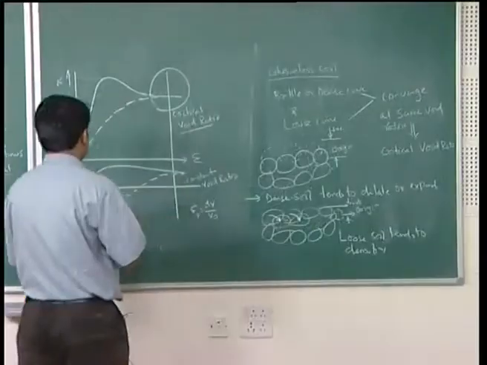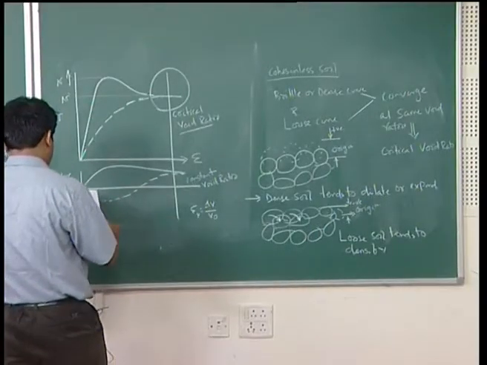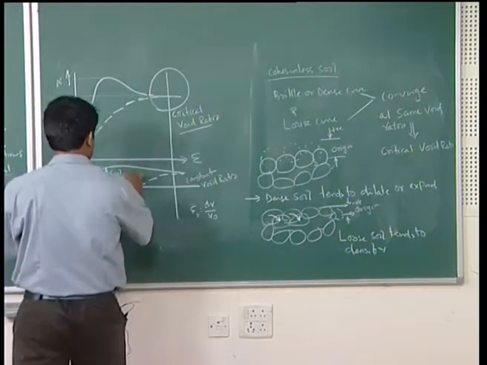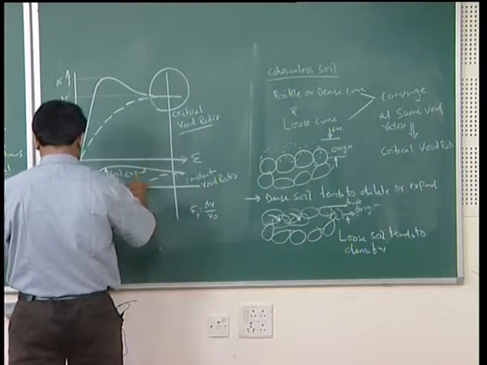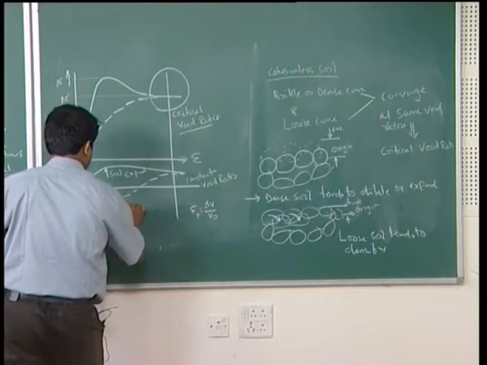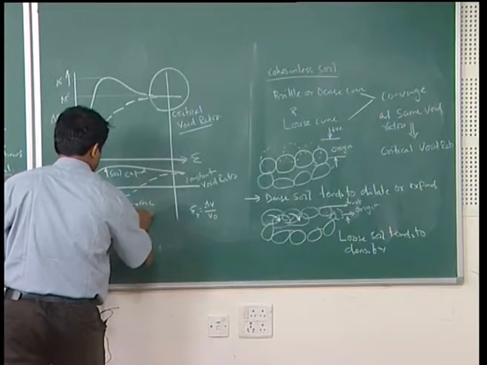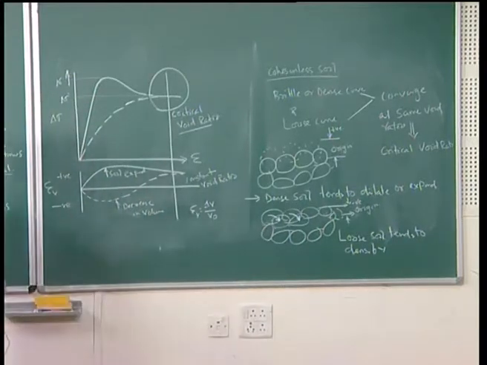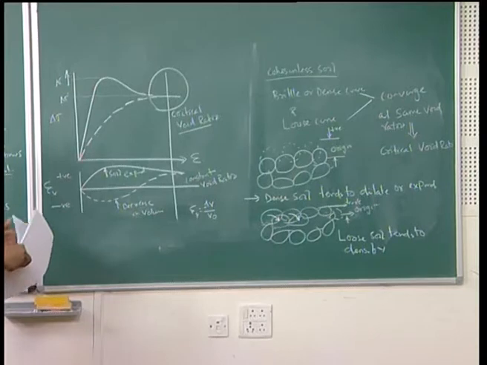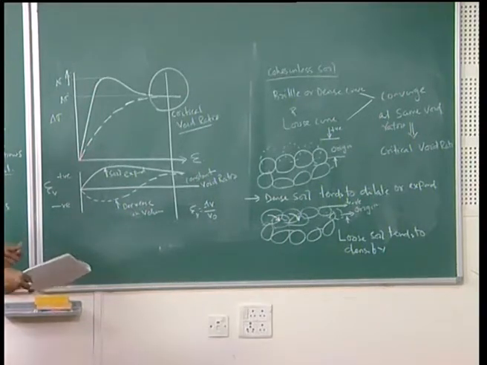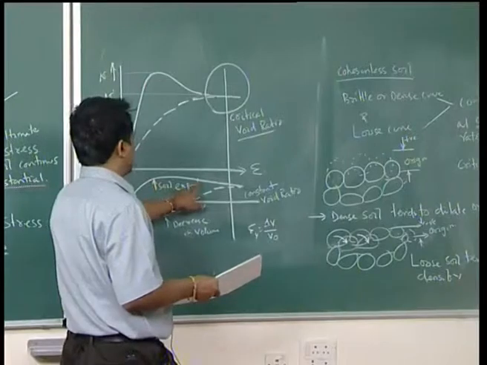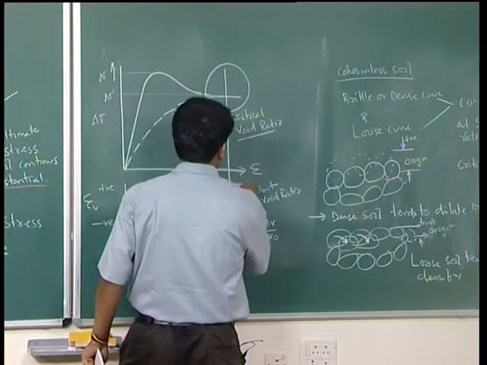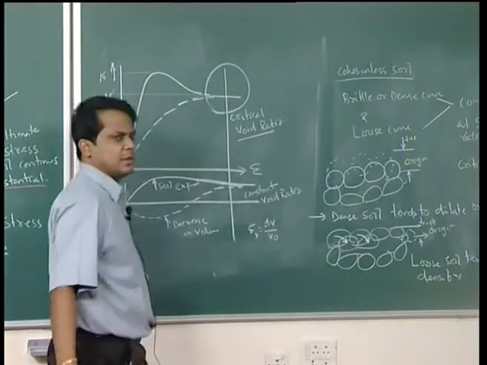That means the volume will expand here, and here there is a decrease in volume. In dense soil, once this interlocking effect has gone and soil tends to dilate or expand, it will expand up to a certain volume, then at some point it remains constant or converges.